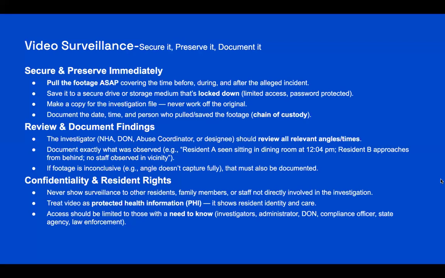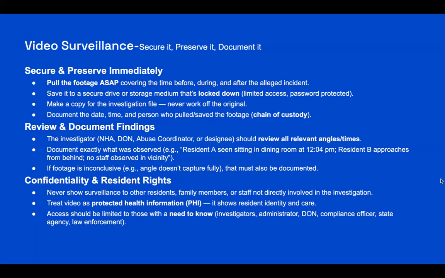Circling back to video surveillance: secure it, preserve it, document it. You're going to want to pull footage ASAP covering the time before, during, and after the alleged incident. Save it to a secure drive or storage medium that's locked down, meaning limited access, password protected. Make a copy for your investigation file. You don't want to work off the original. Document the date, time, and the person who pulled and saved the footage, because there should be a chain of custody. You'll want to review and document the findings.